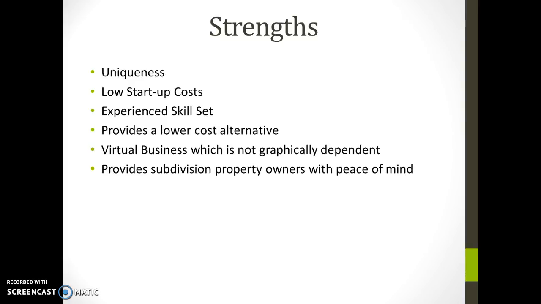So you can set up a lot of it virtually. You don't have to be in the county or the location of the subdivision. It provides the subdivision owners with peace of mind. There are some psychographics involved with owning a home. You want to make sure you have a way to get to your home and other things that would go into that.